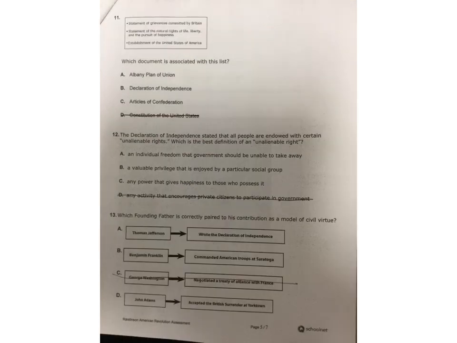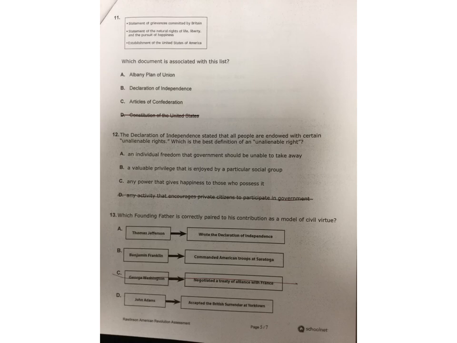Number 11, the box says statement of grievances committed by Britain, statement of the natural rights of life, liberty, and the pursuit of happiness, and the establishment of the United States of America. Which document is associated with this list? So in other words, which one of these documents has grievances, natural rights, and establishes the United States? A, the Albany Plan of Union, B, the Declaration of Independence, or C, the Articles of Confederation.